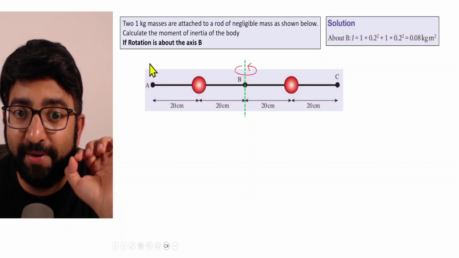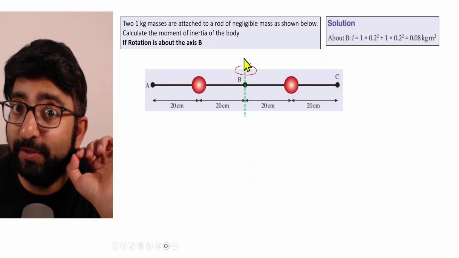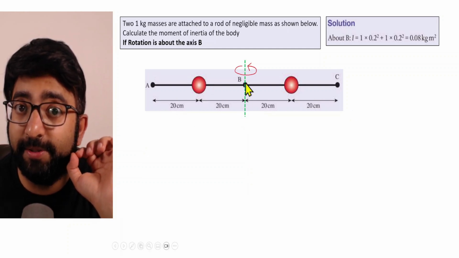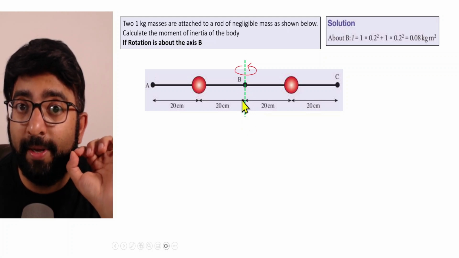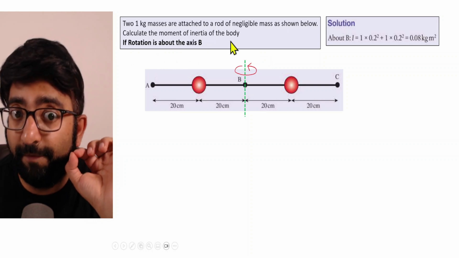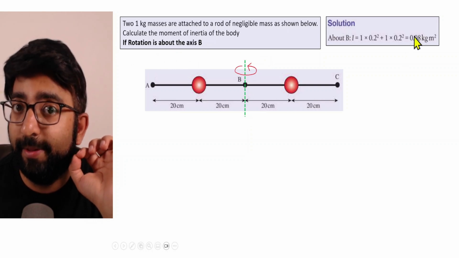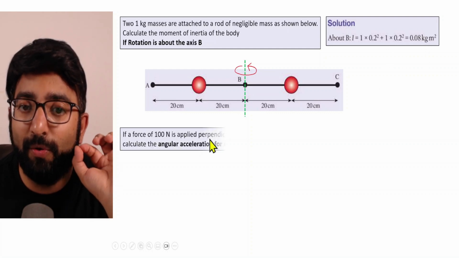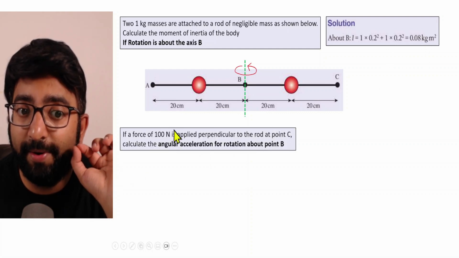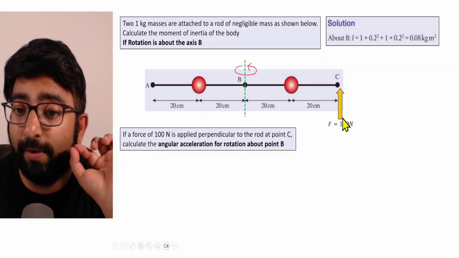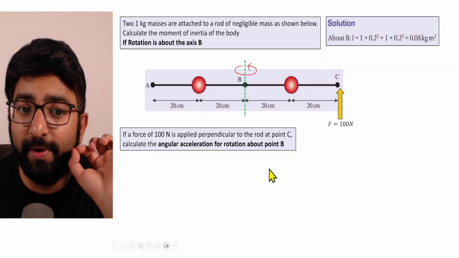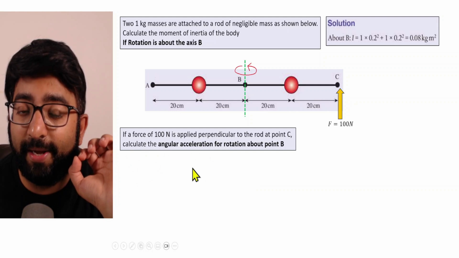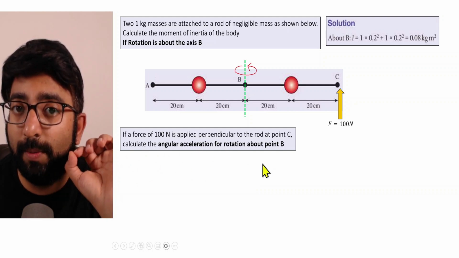Next off, please consider the same system, but the axis of rotation has been changed. Axis is now passing through the point B. Now, this question also we have done earlier, where we found the moment of inertia about the point B, and the answer was 0.08. Now, like in the previous case, here also, let us apply a force of 100 newtons, but perpendicular to the rod at the point C as shown in the figure. We need to find the angular acceleration for rotation about the point B.